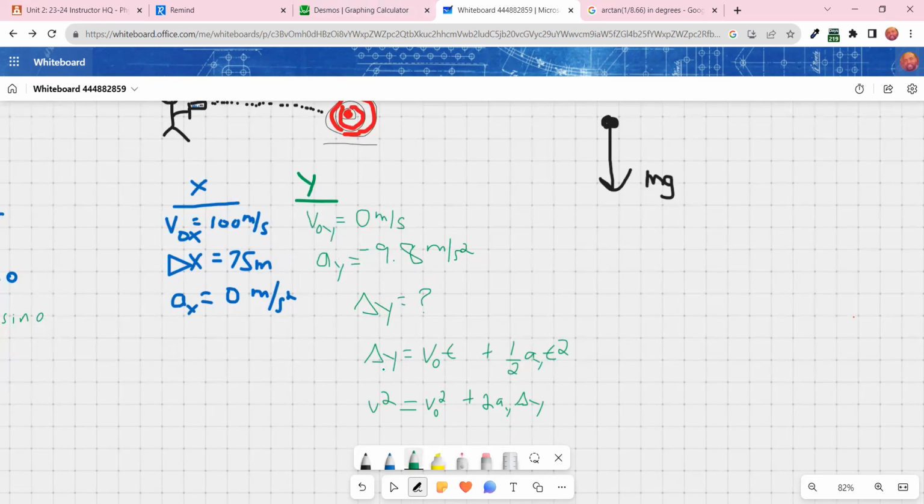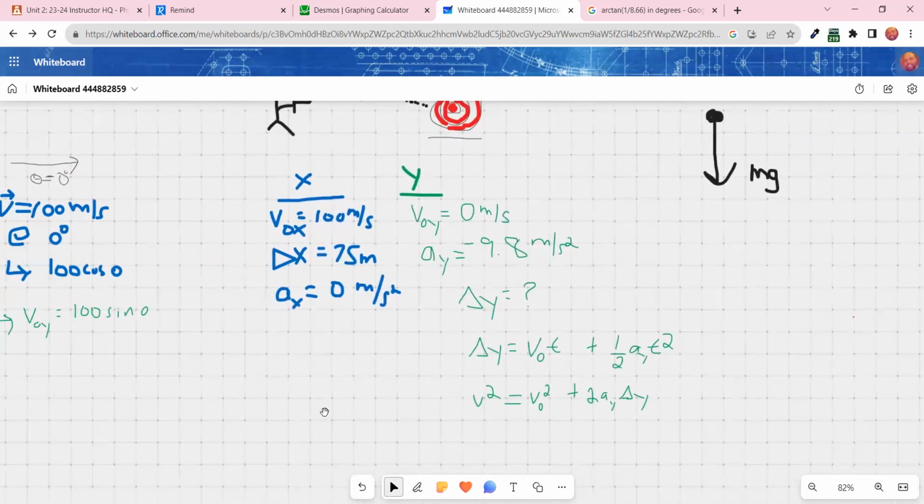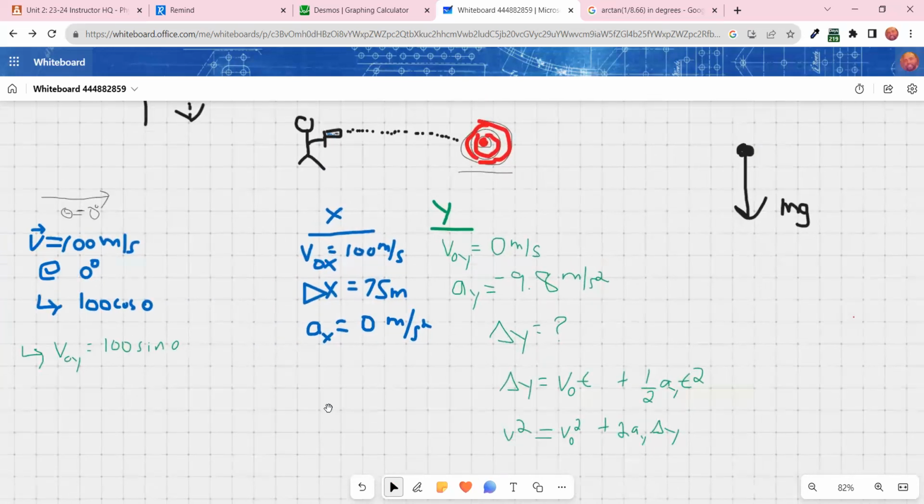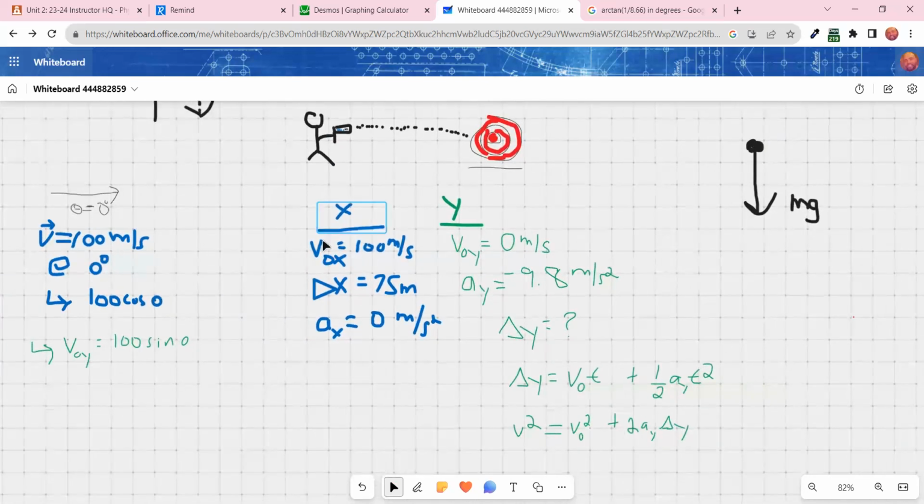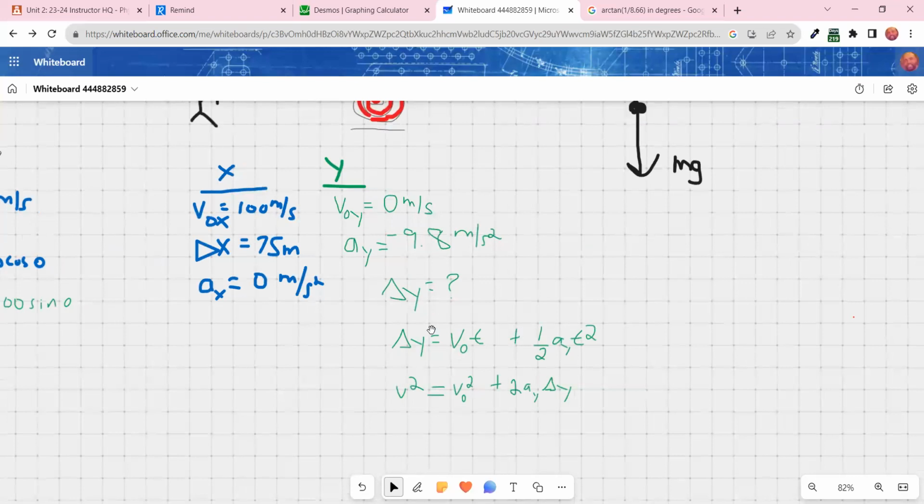Which equation can I use? Honestly, I can't use either one right now, which means I have to come over here and figure out some more stuff. What can I figure out from this information over here? Oh, you know what? Let me rewind. Why can I not use either of these equations just yet? There's no time given, so I can't use this equation.